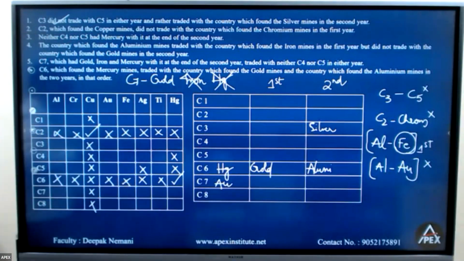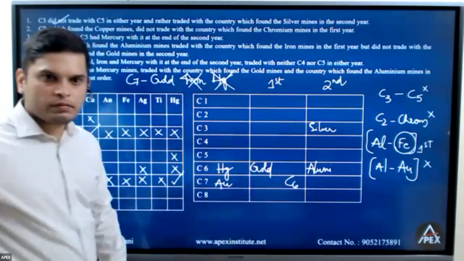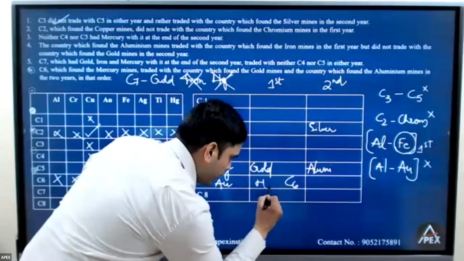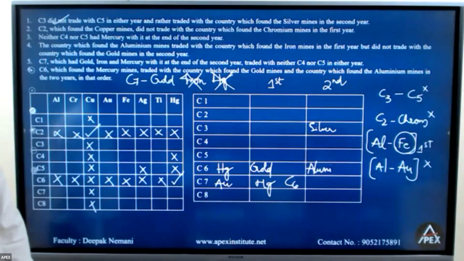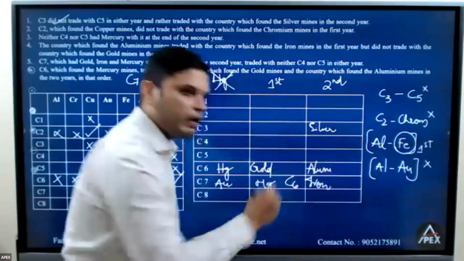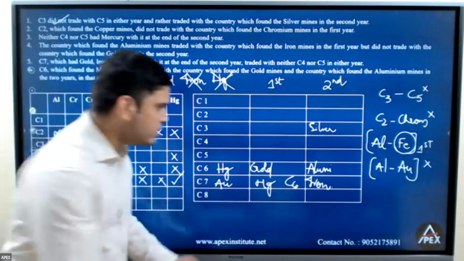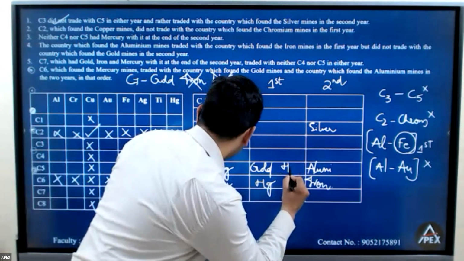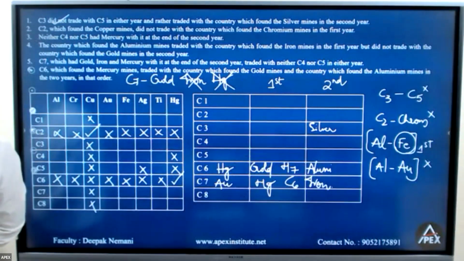Okay, so first year, can I say C7 traded with C6, mercury? Okay, and in the second year, C7 traded with the country with the iron mine, and we do not know which country that is. And C6 traded with C7 here, and we do not know the country which has the aluminium mine.